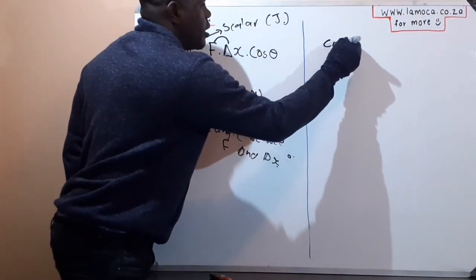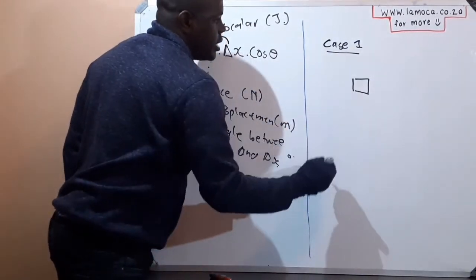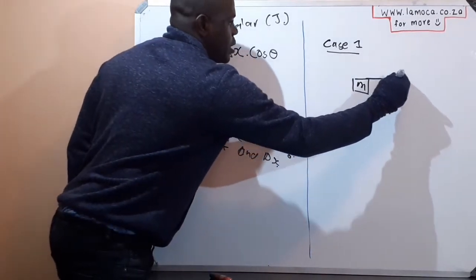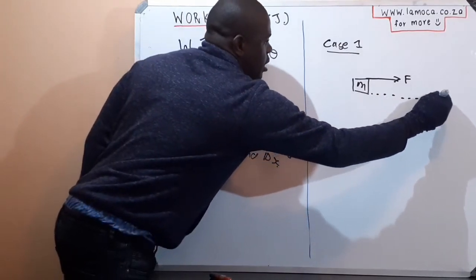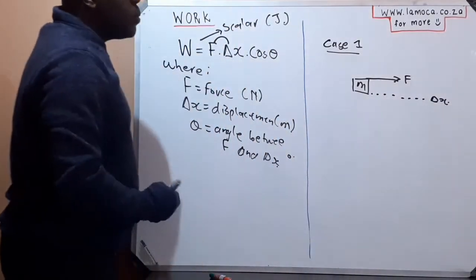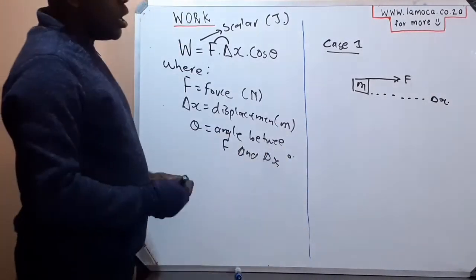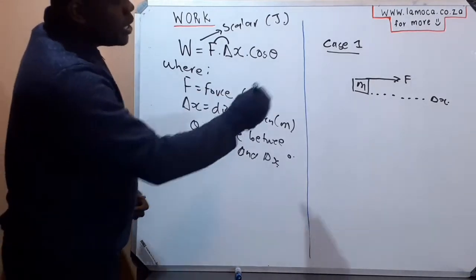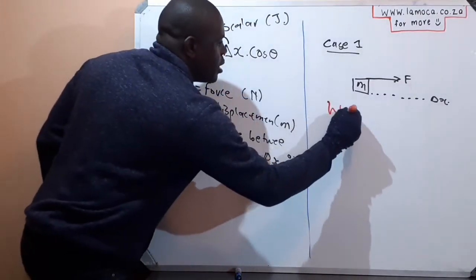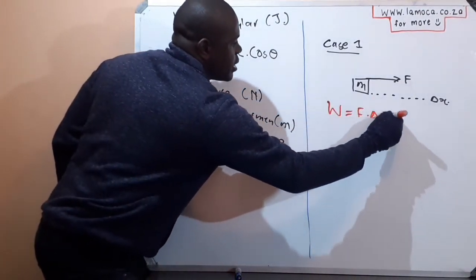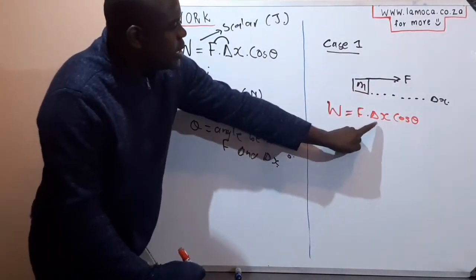So case 1, let's assume I've got an object, and on that object we are applying a force F, which causes the object to be displaced to the right. Now we want to find the work done by the particular force. A force F is directed on an object, causes the object to be displaced to the right. So let's find the work done. Our definition of work says that work is F delta X cos of theta. Now our F is F, our delta X is delta X.